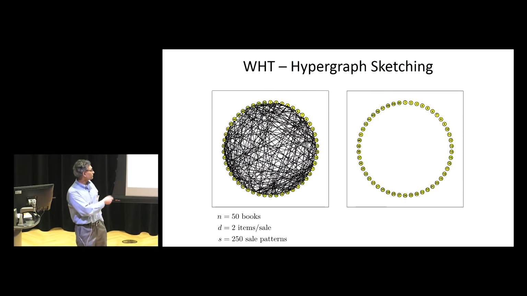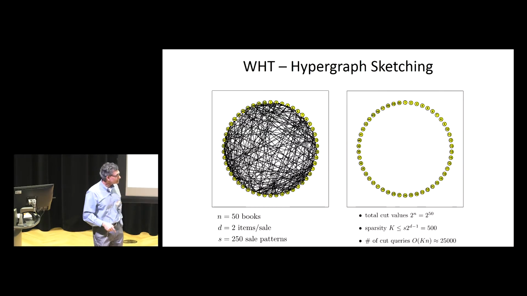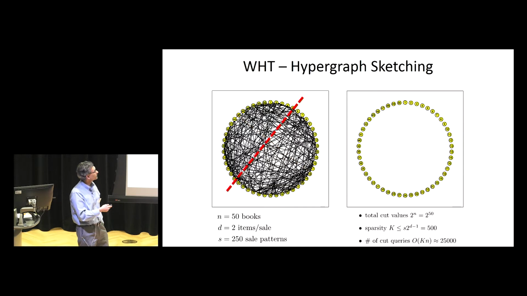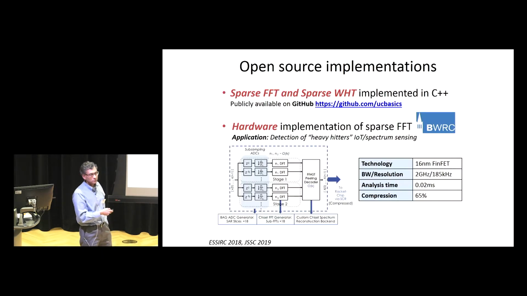For example, 50 books, 2 items per sale, and 250 sales patterns. This is the graph. It's actually very sparse because you can see white through it. Otherwise, you can't even see it. It would be all black if it was dense. Now, the total number of cut values is 2^50. The sparsity is 500. And it turns out in this example, the number of cut queries is about 25,000. Many orders of magnitude less than what you need. In particular, you carefully pick these subsampling patterns, and you can peel away until you get what you want.